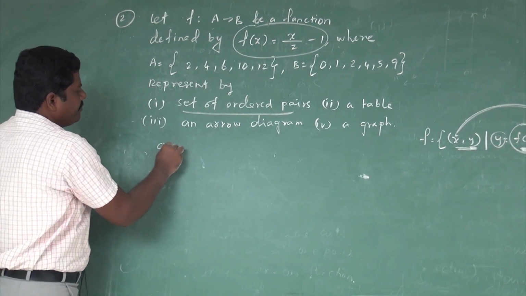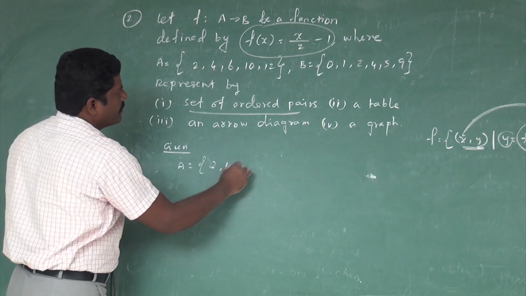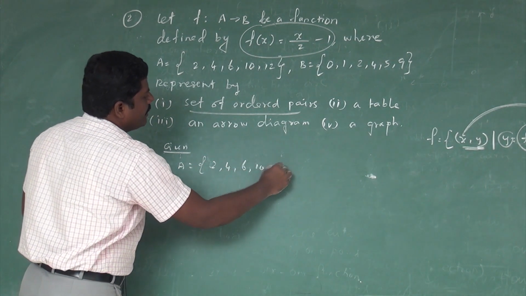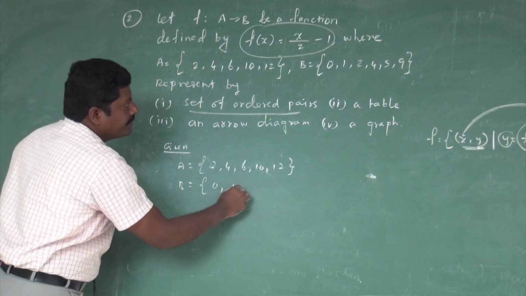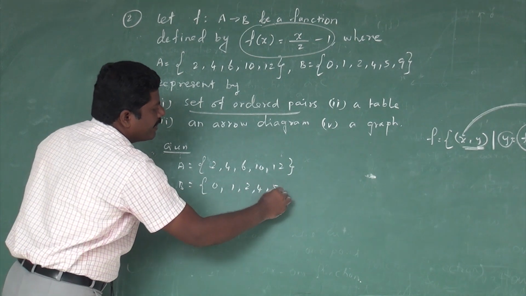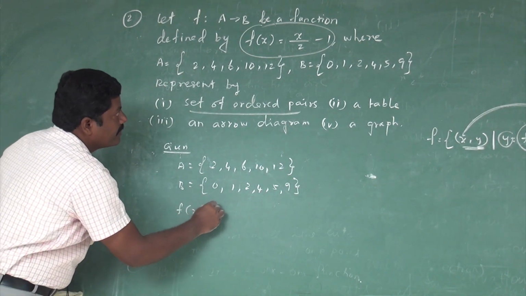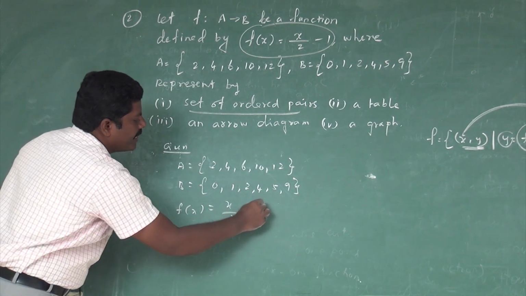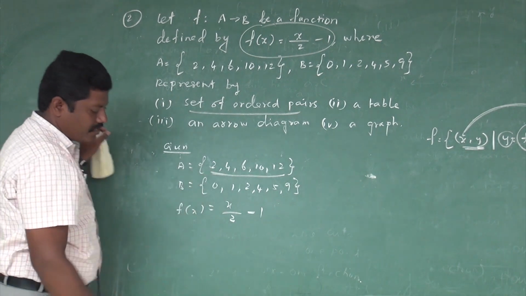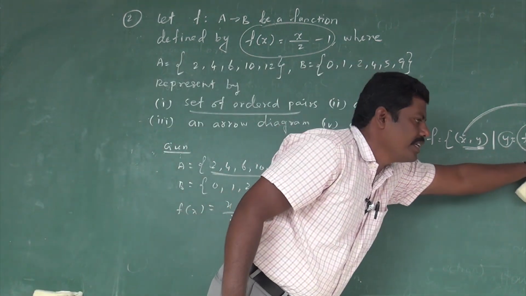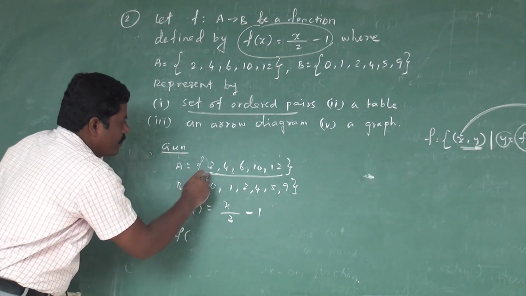So given set A is equal to 2, 4, 6, 10, 12. Set B is equal to 0, 1, 2, 4, 5 and 9. The function f of x is equal to x divided by 2 minus 1. These are the x values, x belongs to A. First you take the first x value, 2.